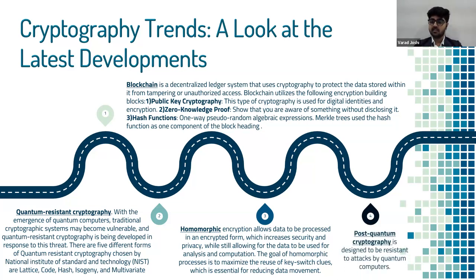Now, as for the last trend, the post-quantum cryptography. This is also used to design resistance against attacks from quantum computers. But now the question arises: what is the difference between quantum resistance cryptography and post-quantum cryptography? The quantum resistance cryptography can block both normal attackers and quantum computer attackers, while the post-quantum cryptography only blocks the newer cryptographic methods and quantum computer attacks.